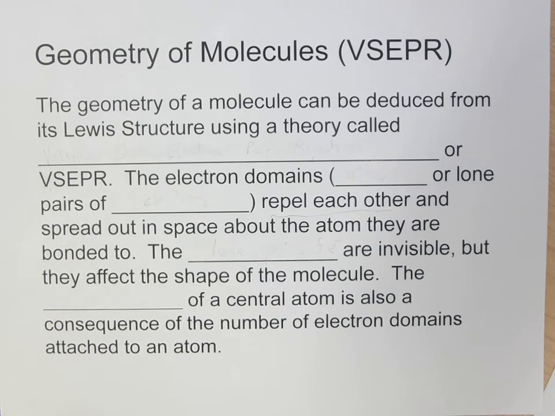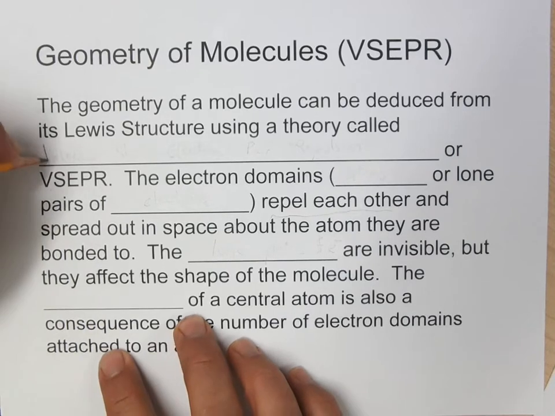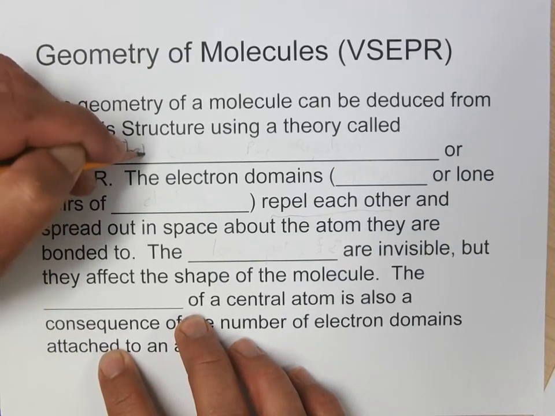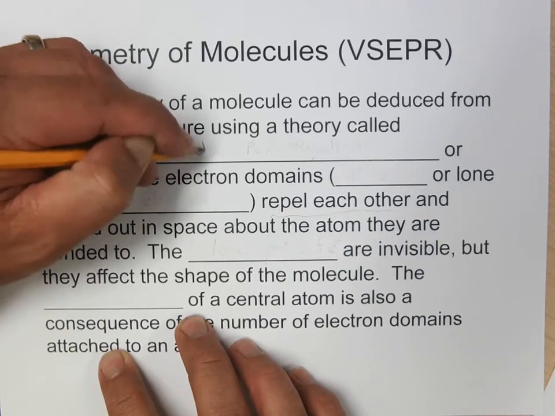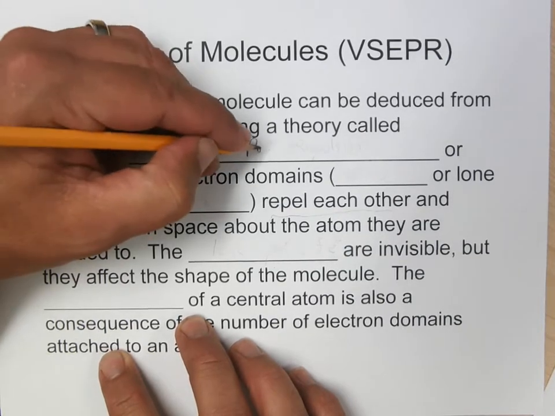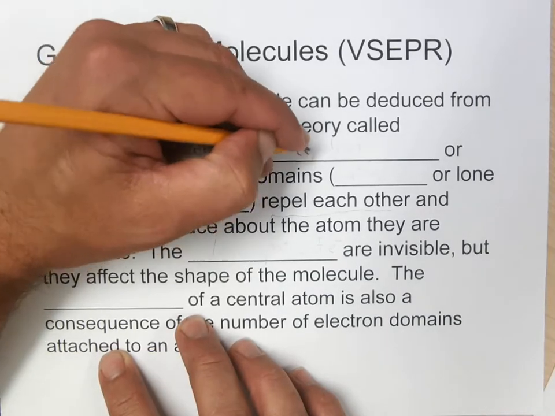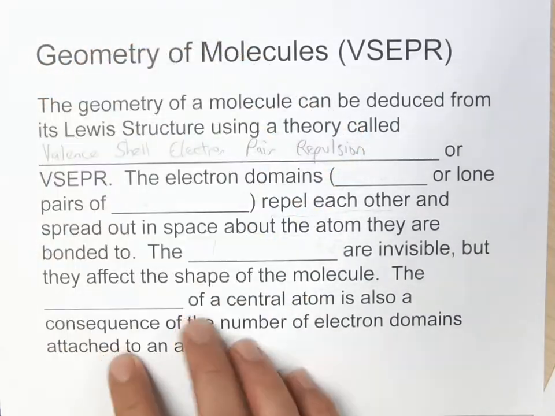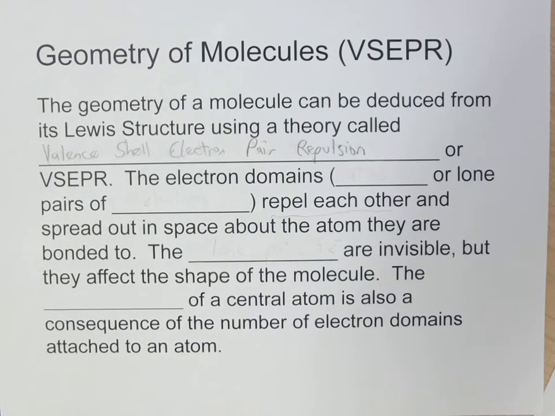The geometry of a molecule is not instantly recognizable from the Lewis structure, but if you apply a theory called valence shell electron pair repulsion to the information that the Lewis dot structure gives us, then you'll be able to deduce the geometry. And so we'll go through how to do that.